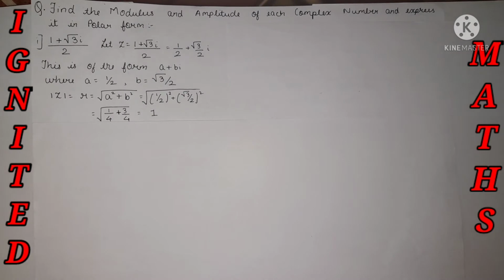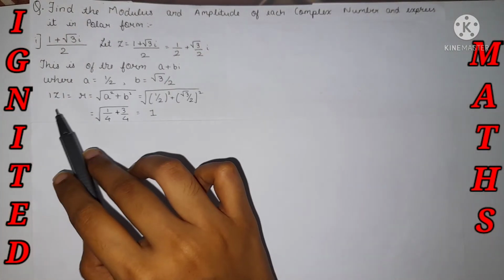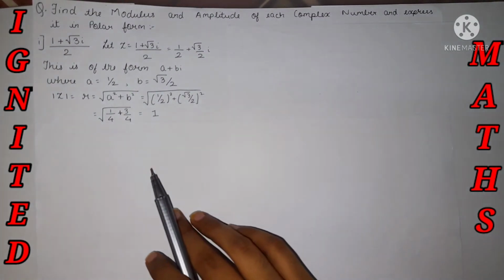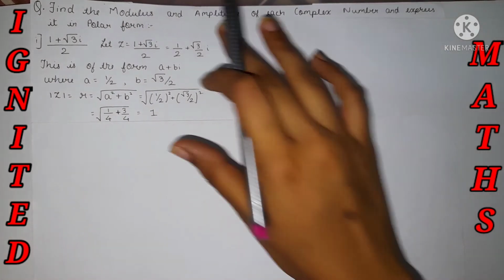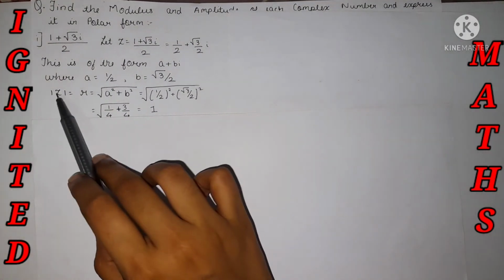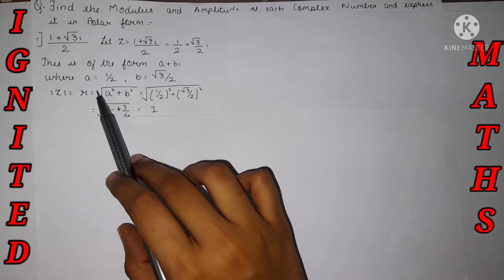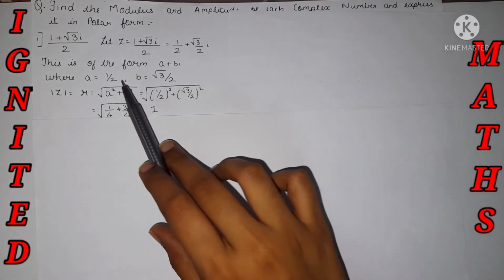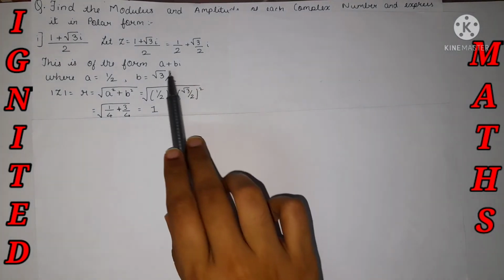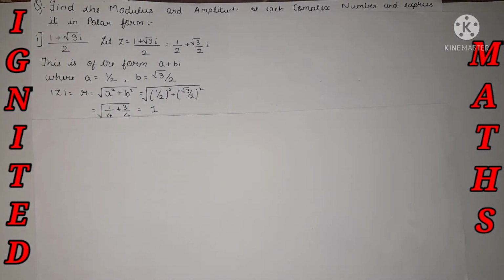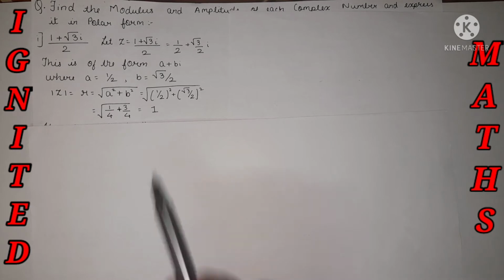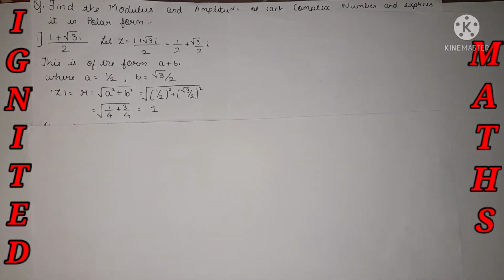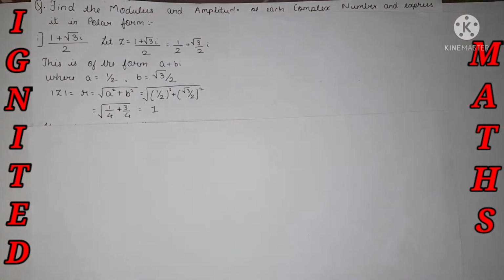Find the mod z value, that is the modulus value, and we also need to find the amplitude value. First let's get started with mod z. So mod z is equal to r, equal to root a square plus b square, in which the a value is 1 by 2 and the b value is root 3 by 2. If we square and take the square root of it, we get the answer as 1. The mod z, the r value, is equal to 1, that is the modulus value is equal to 1.